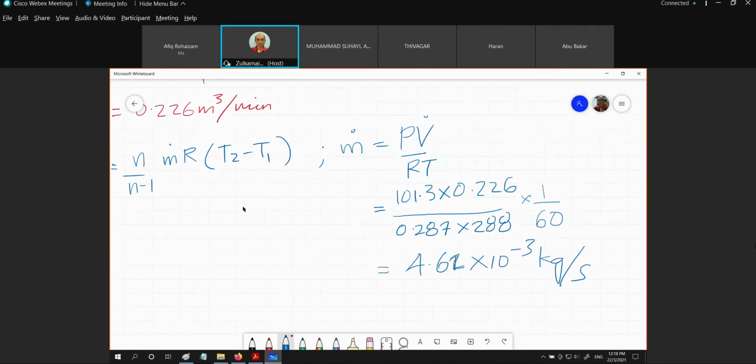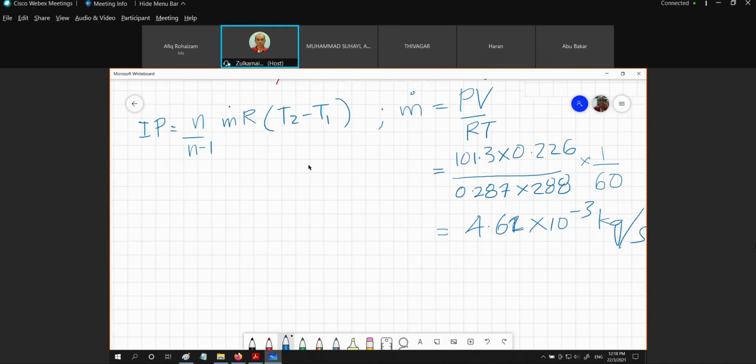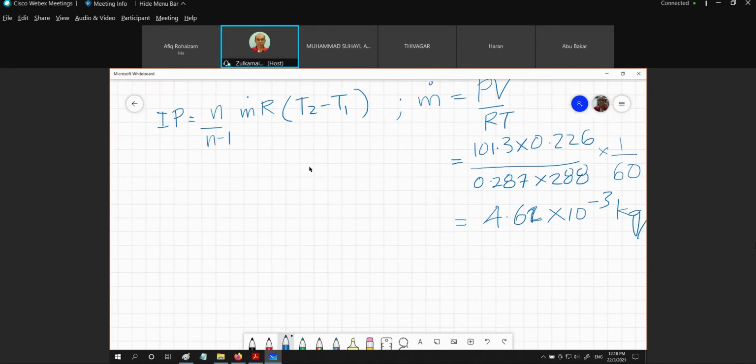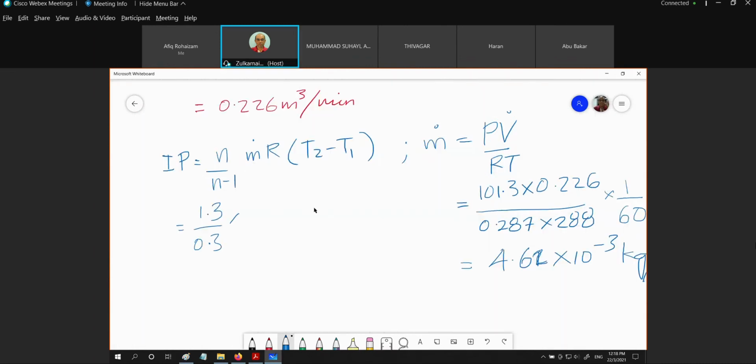So now we calculate what is our IP equal to. n is 1.3. 1.3 divided by 0.3 kalikan m dot, 4.63 kalikan dengan 10 negatif 3, kalikan dengan R, 0.287. Okay, kalikan dengan T2. T2 tak dapat lagi, kita tak calculate T2 lagi, sorry. We need to calculate the T2.